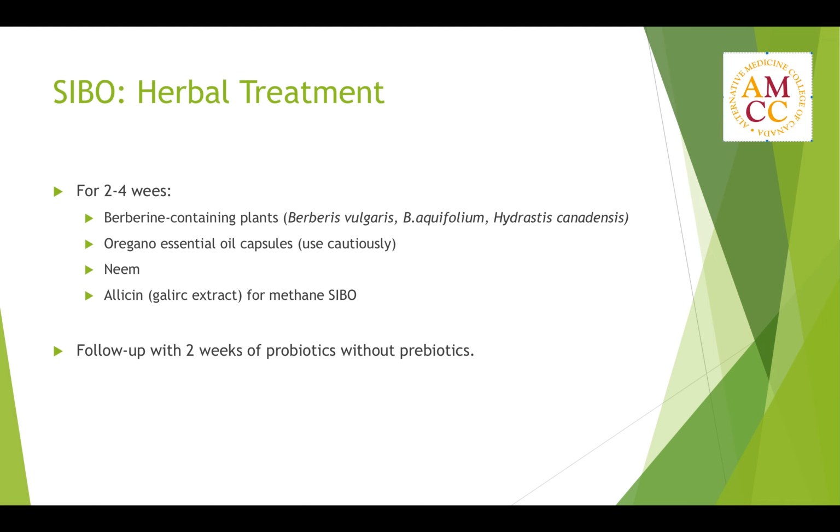For 2 to 4 weeks, sorry about the typo, it's weeks there, missing the K, you want to use berberine-containing plants like berberis, either vulgaris or aquifolium, and golden seal or hydrastis, which are very helpful for the whole mucous membrane to regenerate and have strong antiseptic properties. You can also use oregano essential oils, just use it cautiously. For sensitive people, you really may need a reduced dosage. Neem is an Ayurvedic herb which has also been studied for SIBO. And if there's a problem with methane, then we recommend allicin, which is a garlic extract.